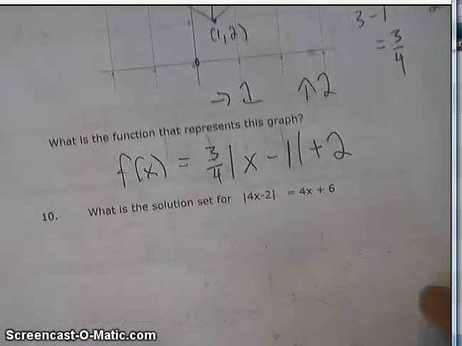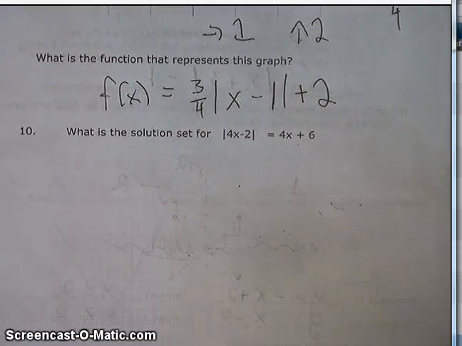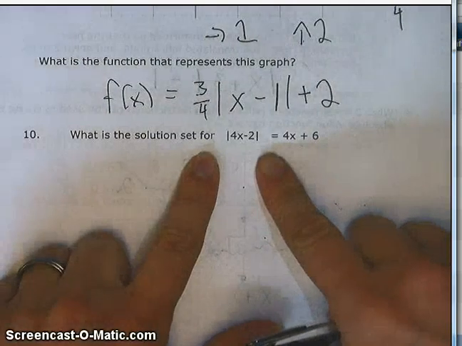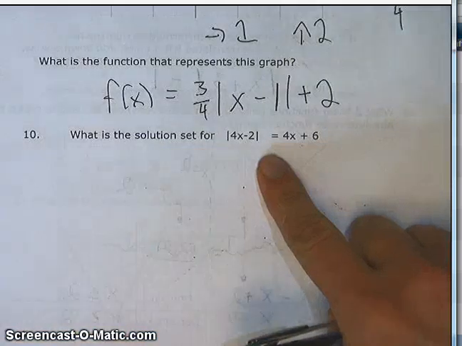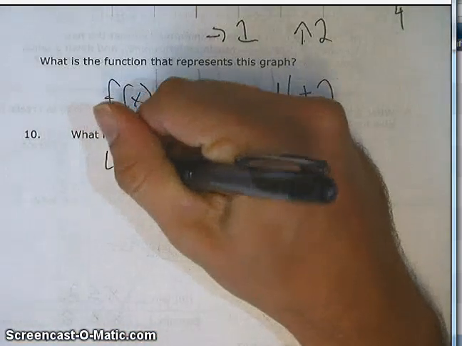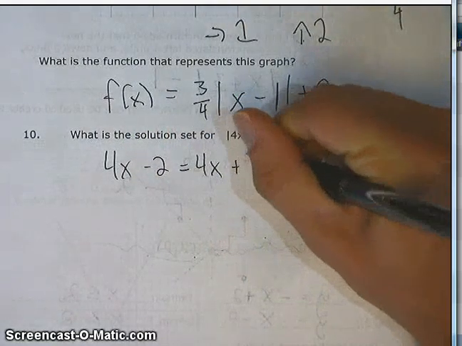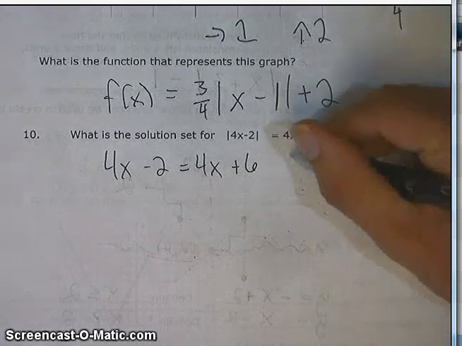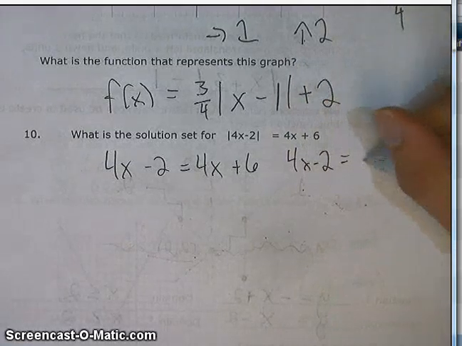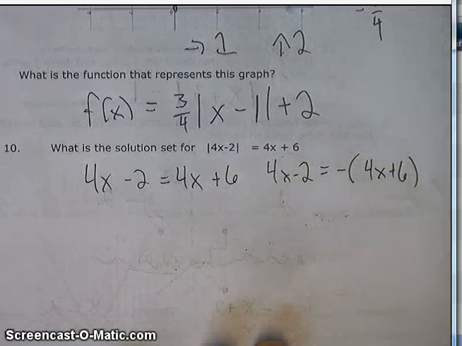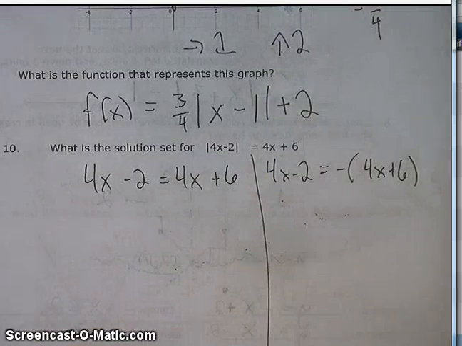All right, 10th one here, number 10. What is the solution set for absolute value 4x minus 2 equals 4x plus 6? Well, the first question you need to ask yourself is, is there anything on the outside of these bars? No? Then we can go ahead and write this as two equations. 4x minus 2 equals 4x plus 6, and 4x minus 2 equals negative 4x plus 6. Like that. So I'm going to solve them both.